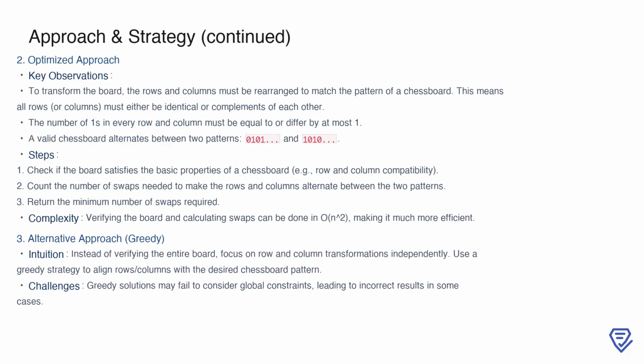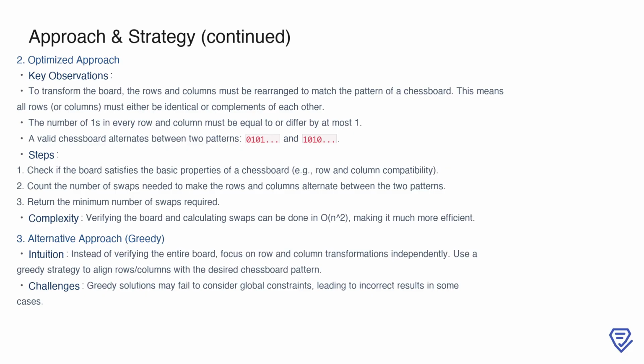A more efficient method is the optimized approach. This builds on key observations about the structure of a chessboard. First, for a board to be transformable, the rows and columns must either be identical or complements of each other. Additionally, the number of ones in every row and column must be equal or differ by at most one.